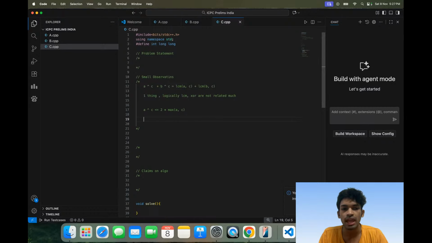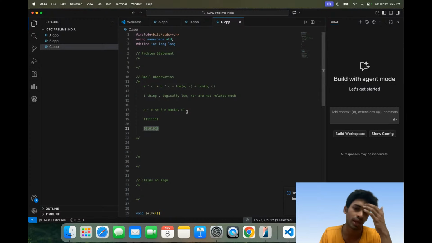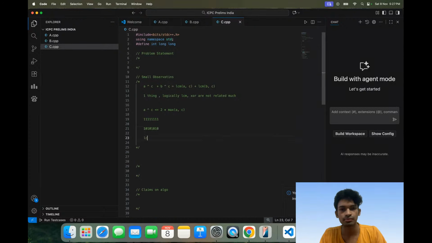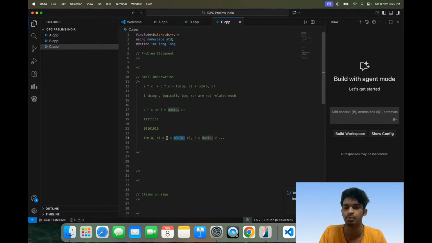Why? A and C are just some bits existing, and then again some bits existing, XORing among those bits. If you take the maximum, all of the bits will get activated. Still, it's less than or equal to 2 times that. But if you see LCM, it is always a big thing. LCM of A comma C equals 1 times the maximum of A comma C or 2 times the maximum, something like that. It's a multiple of the maximum among them. This is almost always bigger than this, which is the only observation we need.